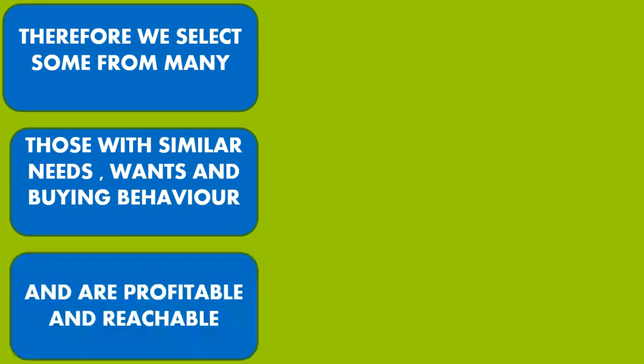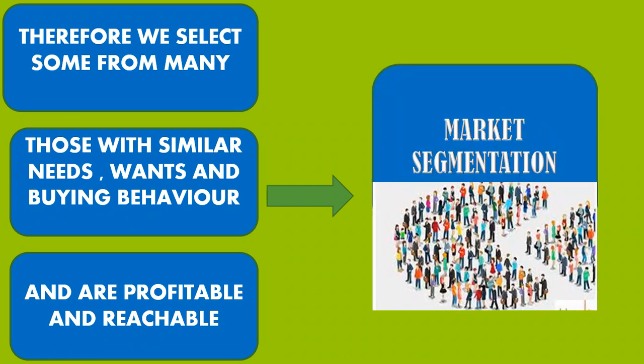So in market segmentation, you have selected to serve a smaller segment from many, those with similar needs and wants, and of course buying behavior, those who are more profitable to me, who would be able to buy my product, and who are reachable. I cannot select someone whom I cannot reach. So these prime factors are important for me to select any customer group or a segment for my product, and that is called market segmentation.